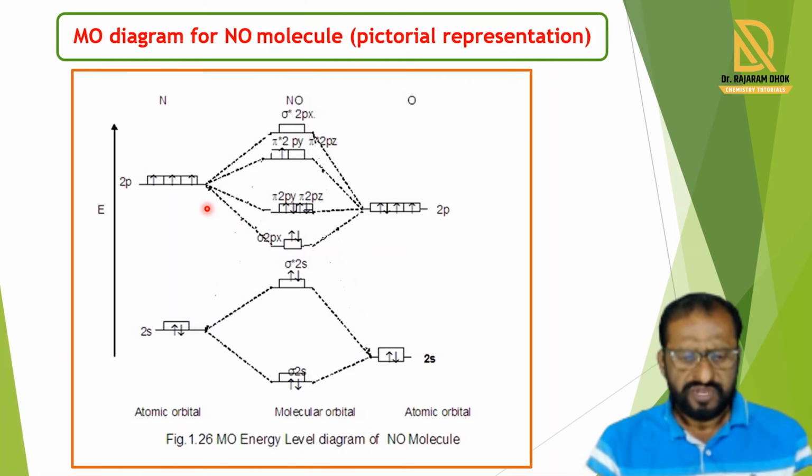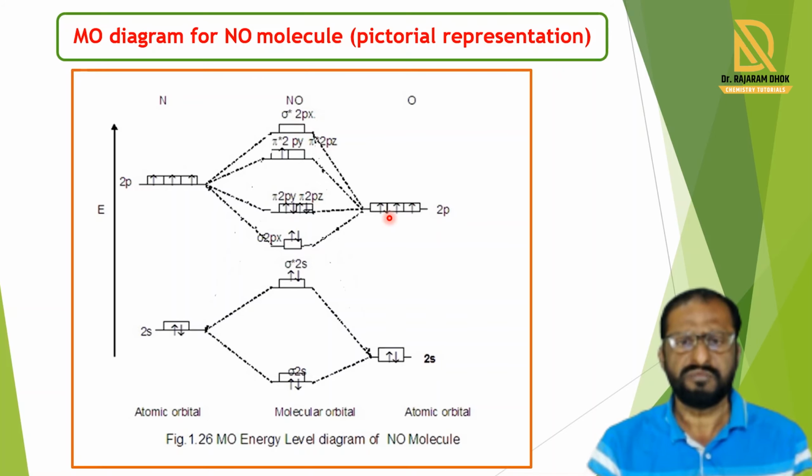Now, in the case of the 2p atomic orbitals of nitrogen and oxygen, nitrogen has three 2p atomic orbitals and oxygen has three 2p atomic orbitals. By combination of these, 6 molecular orbitals are formed. In this combination, 2px of nitrogen and 2px of oxygen, when the wave functions are the same, form the sigma 2px molecular orbital, and its energy is lower than the pi.